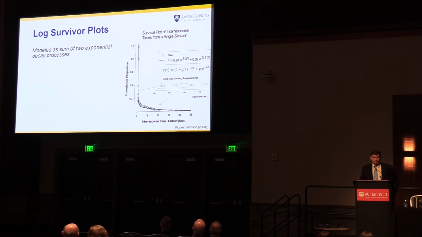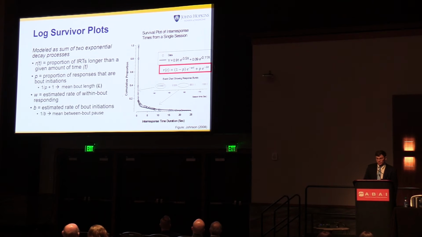If you want to get even more precise than just looking at the log survivor plots, you can also fit this double exponential equation developed by Shull and colleagues to empirically estimate a couple of different bout-related parameters. You can estimate P, the proportion of responses that are bout initiations. And like I said, if you take the reciprocal of that quantity and add 1 to it, you can estimate your average bout length, which is neat. You can estimate W, which is your rate of within-bout responding, and you can also estimate B, your bout initiation rate.